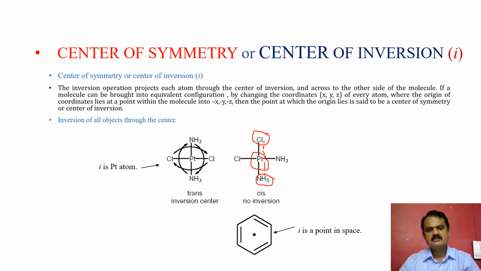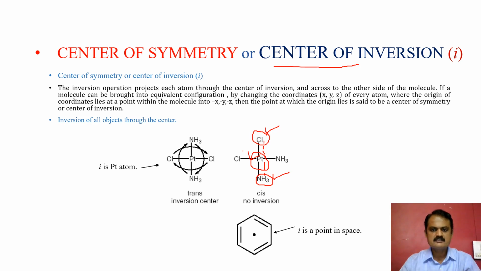According to the definition, when you consider any imaginary point at the center of the molecule and draw imaginary lines in opposite directions, and you get equal atoms or equal groups of atoms at equidistance, then we can say there is a presence of a center of inversion, or center of symmetry, or inversion center.